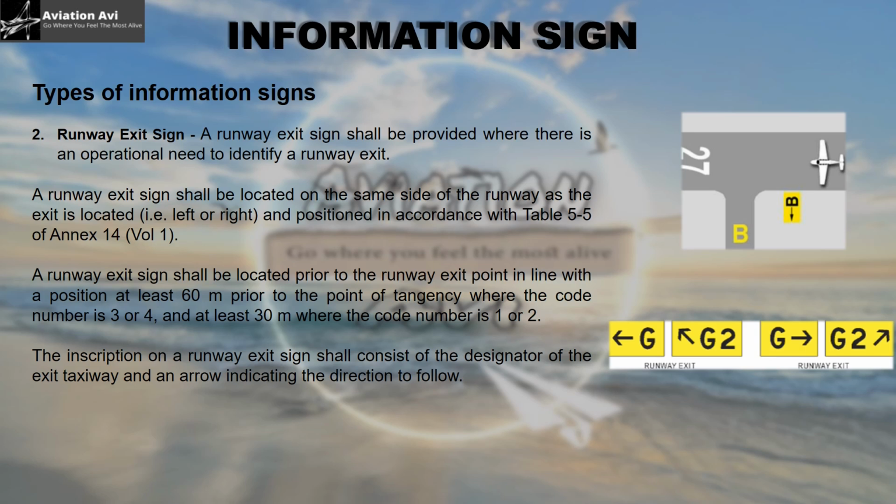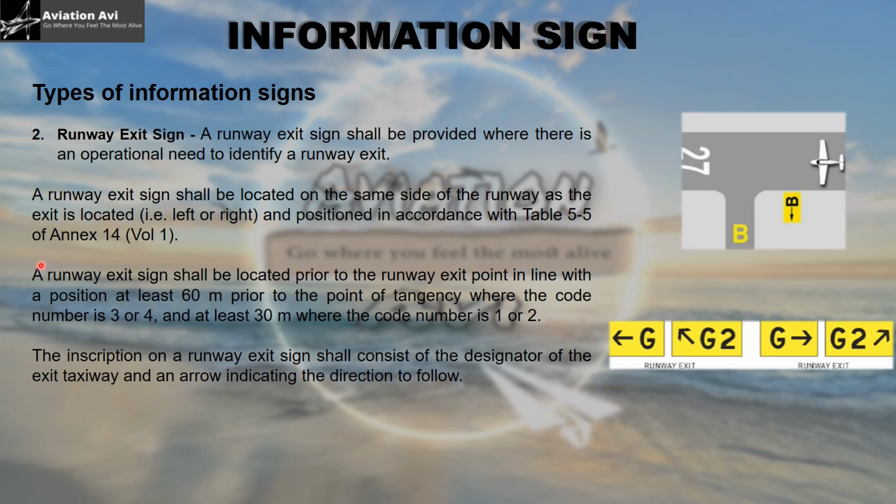A runway exit sign shall be located on the same side of the runway as the exit is located, that is on the left or the right, and positioned in accordance with table 5-5. Now, you'll find the reference to this table 5-5 in part 1 of the video. Now, what does this mean? Suppose you had a taxiway Charlie over here, north of this particular runway. So you will have a runway exit sign over here as well that denotes that when you move in this direction, you will encounter taxiway Charlie. And in this case, if you move south, you will encounter taxiway Bravo.